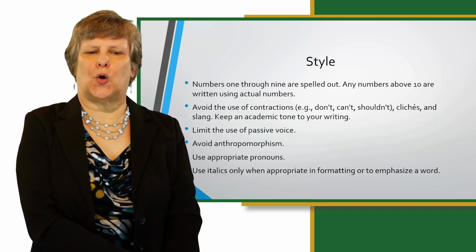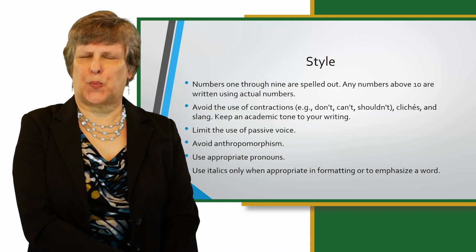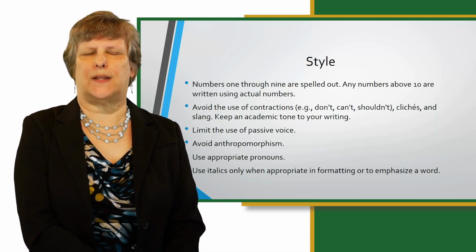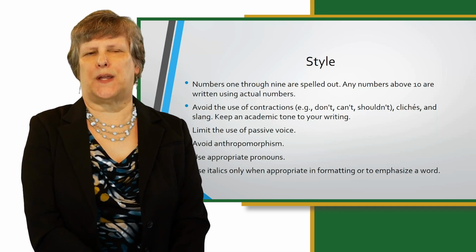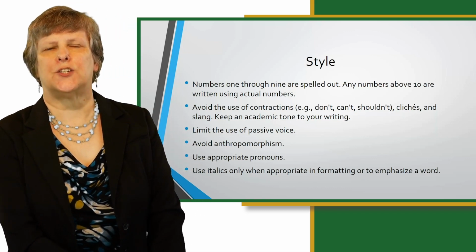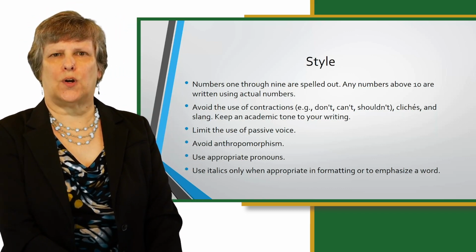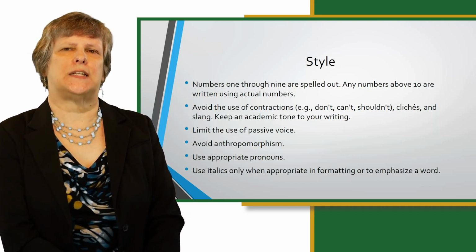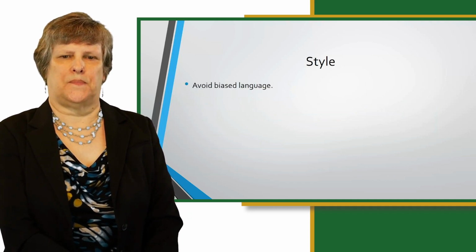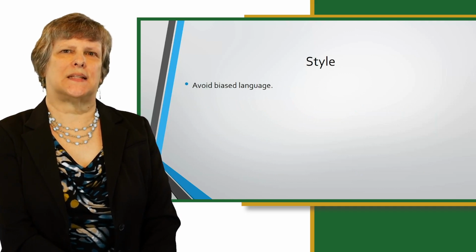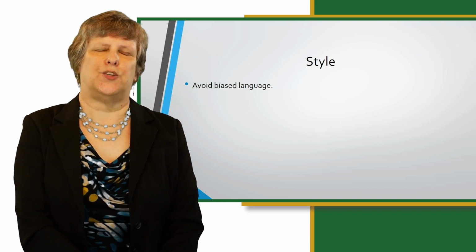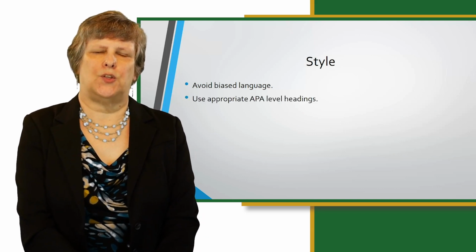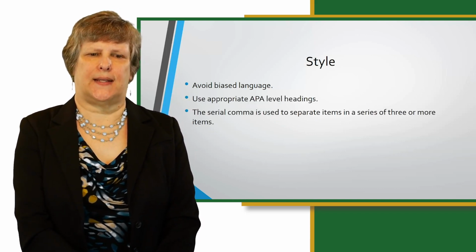Use italics only when appropriate in formatting or emphasizing a word. So if your paper is describing the definition of a very technical word, it is appropriate to put that word in italics. Draw the reader's attention to that word. Watch the biased language. It's very easy to let some bias come into the writing and you don't even know it. Use the appropriate APA headings.